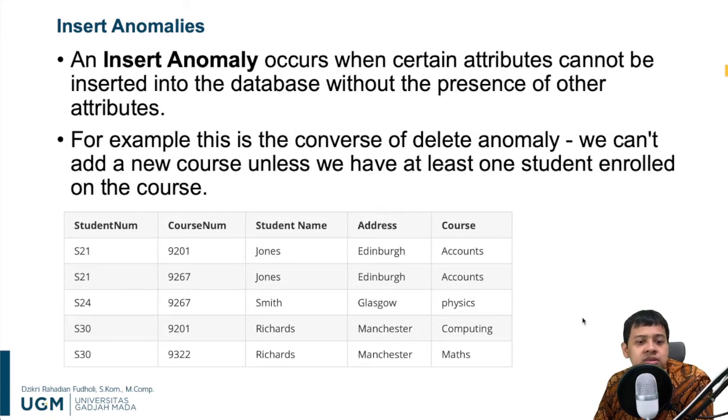Lastly, the insert anomalies. The insert anomaly occurs when certain attributes cannot be inserted into the database without the presence of other attributes. For example, this is the converse of the delete anomaly. So this is the other side of the delete anomaly. We cannot add a new course unless we have at least one student enrolled on the new course, because as we saw before, if the math is gone, then we cannot add new math students, and that's a problem. That's the insert anomaly.